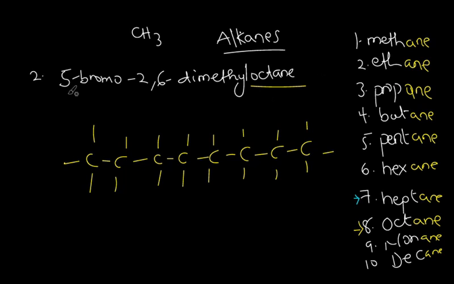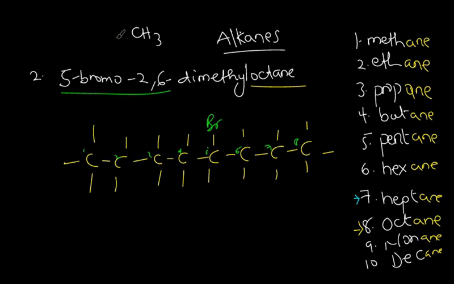So now we can see we have 3 substituents. Okay, we have 1 bromine, then 2 methyl groups. Okay, so the bromine is said to be on carbon 5. So if this is our carbon 1, carbon 2, carbon 3, carbon 4, 5, 6, 7, 8, then our bromine is on carbon 5. You can either put it here or put it here, it doesn't really matter. So Br over here.